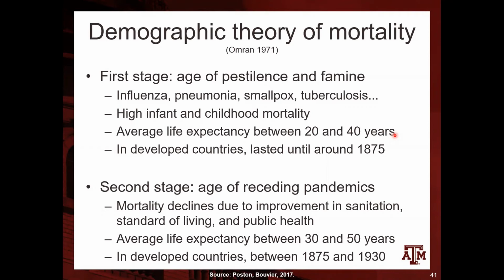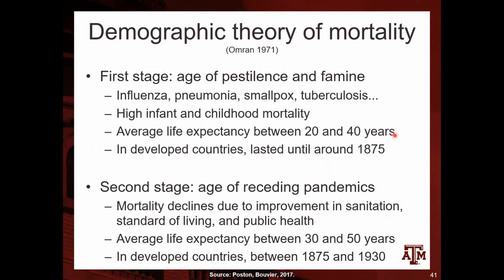In developed countries such as Western Europe and the US, this first stage lasted until around 1875. So see, it's exactly during the Industrial Revolution, right? Economy changing, demographic behaviors changing. The Industrial Revolution brings a lot; we are able to produce many more resources in a shorter period of time and on a much larger scale. And then we reach stage 2, in which you start to see declines in mortality.